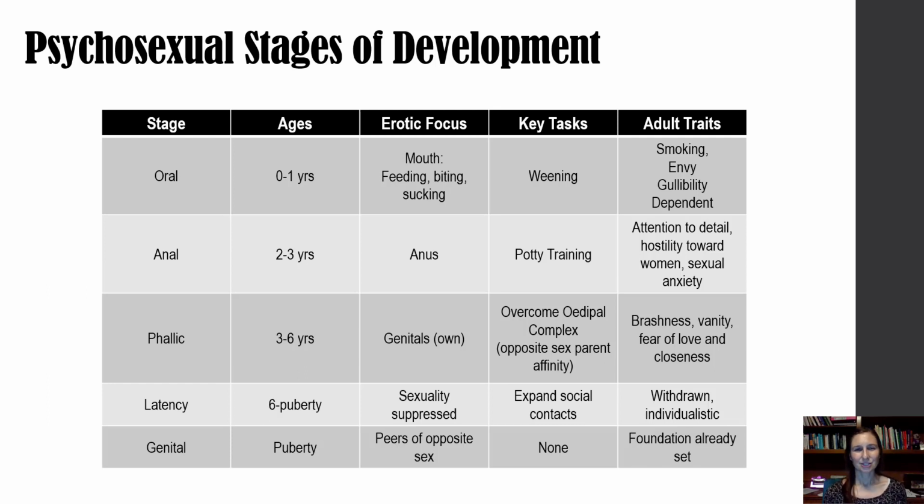And then in the genital phase, the erogenous zone goes back to the genitals. But this time it's not your own genitals, it's the opposite sex. So this is when you start to become interested in other people sexually. So those are our psychosexual stages of development.